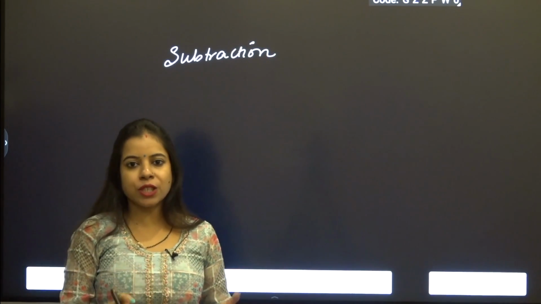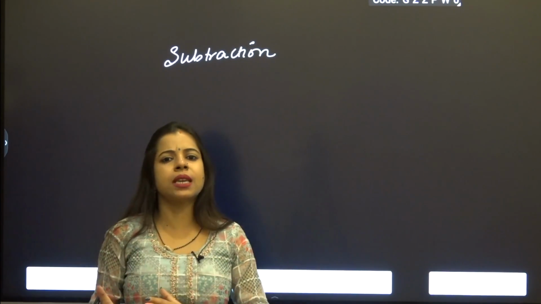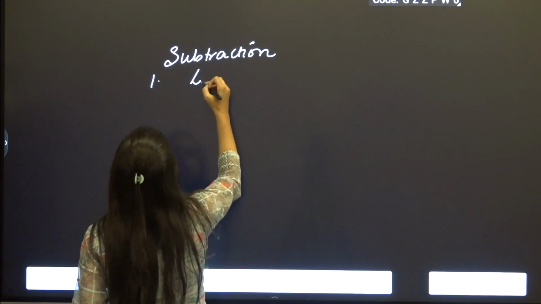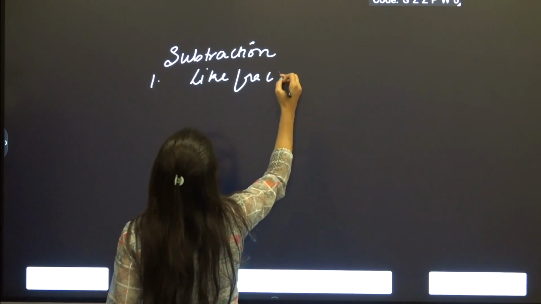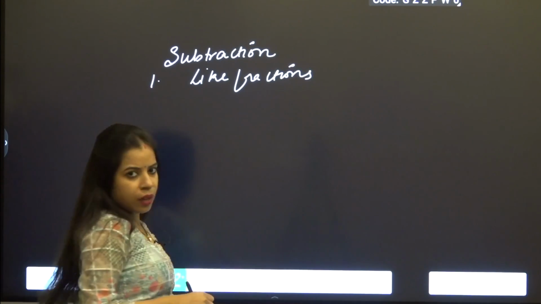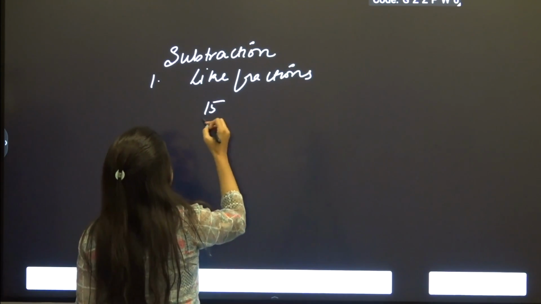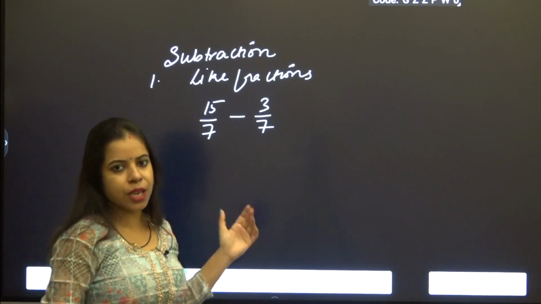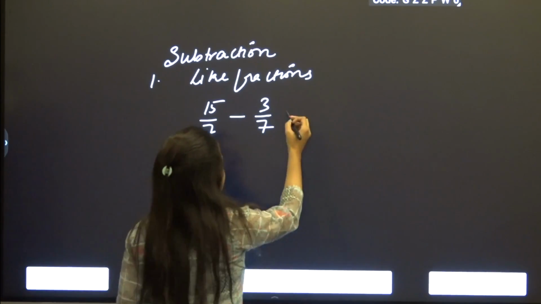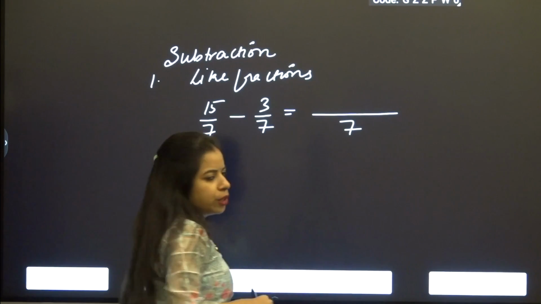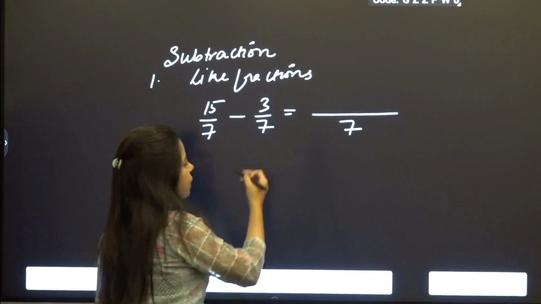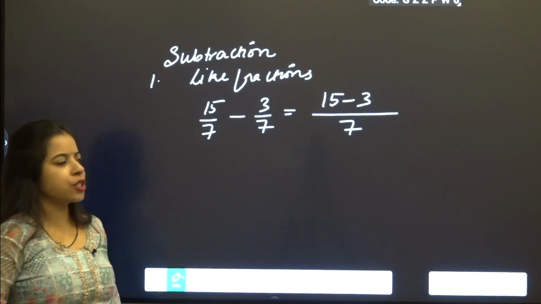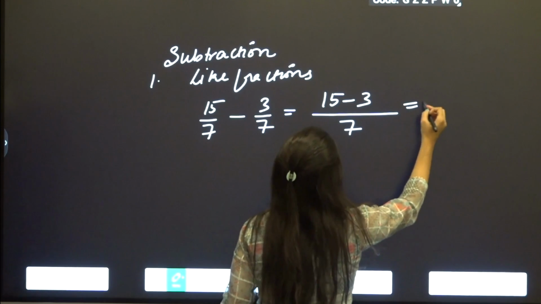When we talk about subtraction, it follows the same process as that of addition. For example, let us take the first case of like fractions. If we have 15 by 7 minus 3 by 7. In such cases where the denominators are the same, we are going to take the common denominator, which is 7 only, and next just perform the operation of subtraction, which is 15 minus 3, and we are going to get 12 by 7.